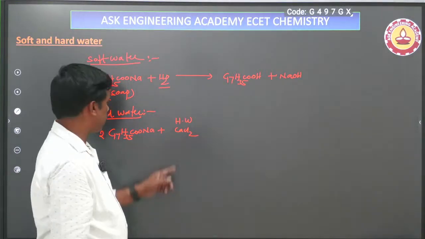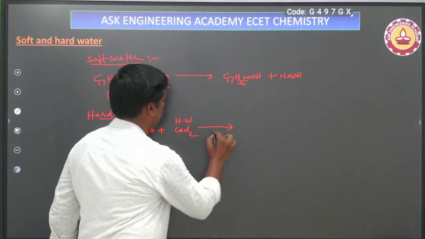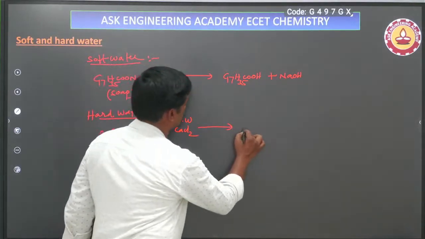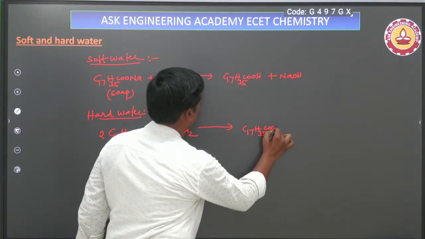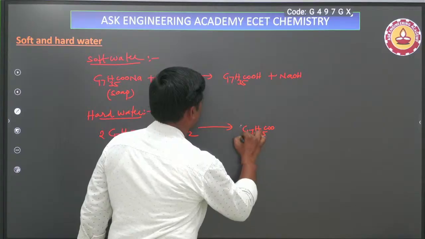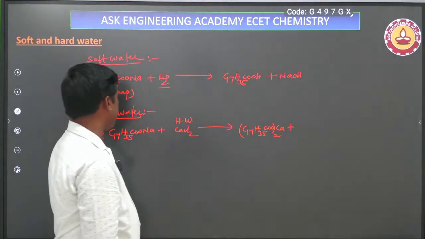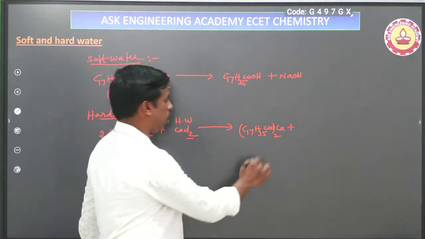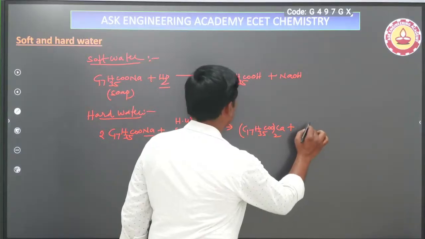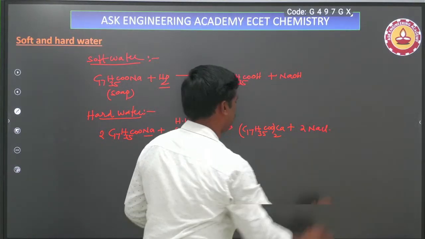Hard water contains CaCl2. This CaCl2 is going to react with (C17H35COO)2 taken twice, with calcium, plus the remaining 2 sodiums and 2 chlorines combine to form 2 NaCl as a byproduct.